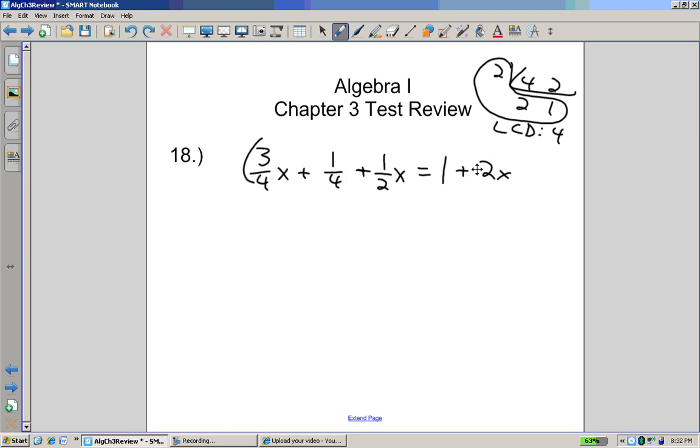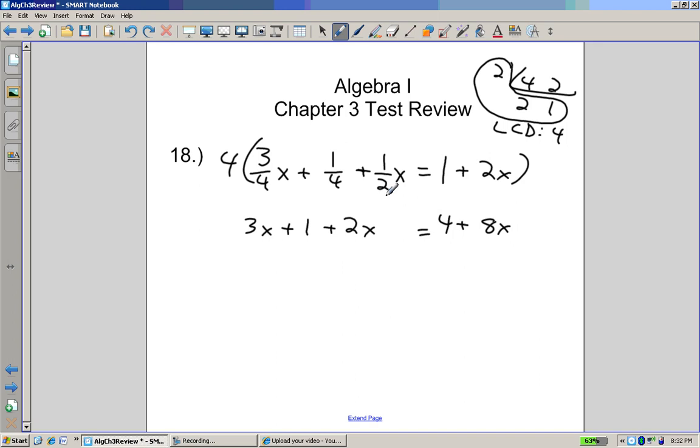I'm going to multiply everything by 4. All right, I'm using the trick again. 4 divided by 4 is 1, times 3 is 3. 4 divided by 4 is 1, times 1 is 1. 4 divided by 2 is 2, times 1 is 2. And be very careful here. Even though these don't have a fraction, they don't have a denominator to divide, you still have to multiply. You must distribute. So 4 times 1 would be 4. 4 times 2x is going to be 8x.